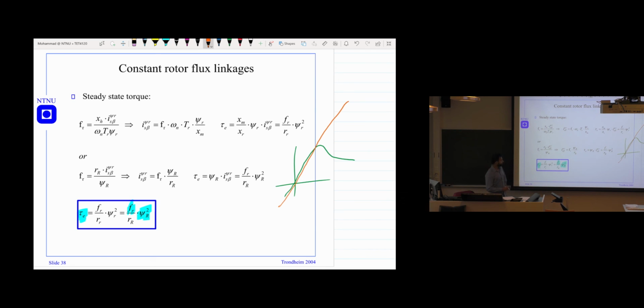So what we do at the lower speed, we keep the rotor flux constant when we apply this control. And when we need to operate higher than the nominal speed, then we do field weakening. So we can do the field weakening to have the higher speed.